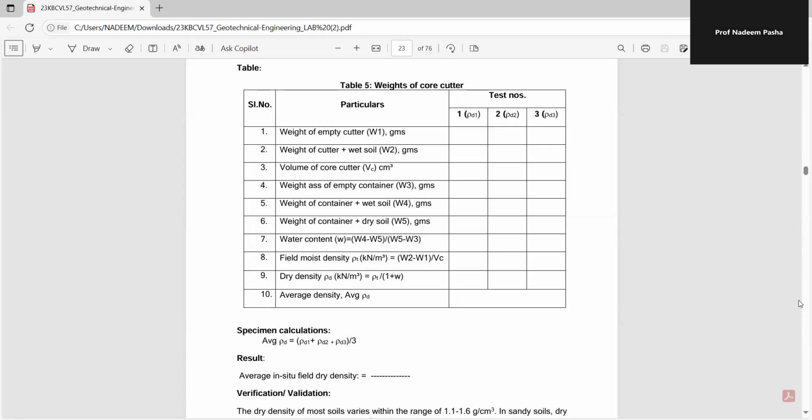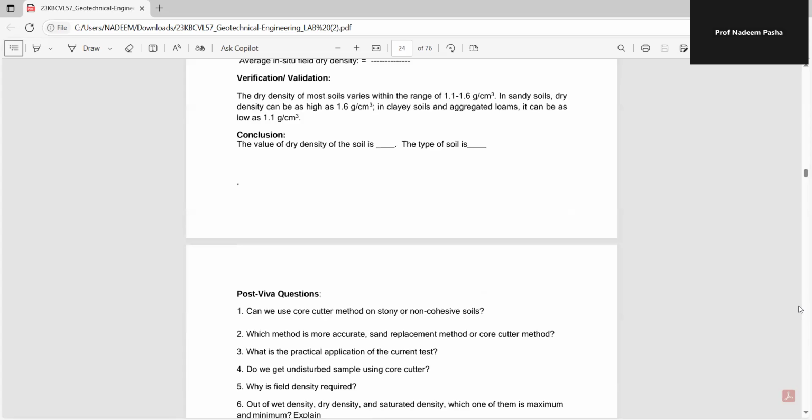Average density is the field density. The dry density of moist soil varies in the range of 1.1 to 1.6 gram per cubic centimeter. In sandy soils, dry density can be as high as 1.6 gram per cubic centimeter. In clayey soils and agricultural loams, it can be as low as 1.1 gram per cubic centimeter. So what are the conclusions? The value of dry density of soil is this much. The type of soil is this much.